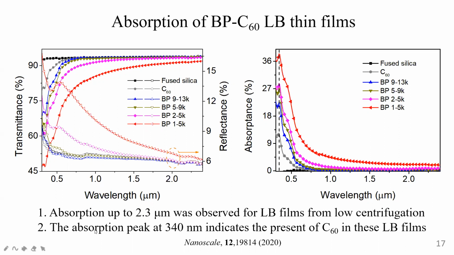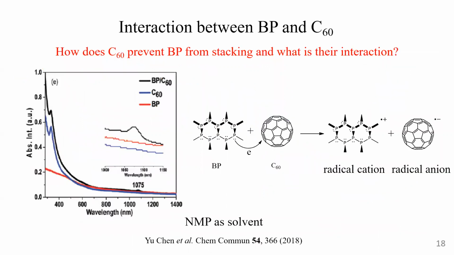And besides, the absorption peak at 340 nanometers exists in all of the thin films. This peak is the characteristic peak of fullerene. So that is to say, in these thin films, there's black phosphorus, there's also fullerene. Of course, since we added it to the solution. But how does fullerene prevent black phosphorus overlapping stacking, and what's their interaction?